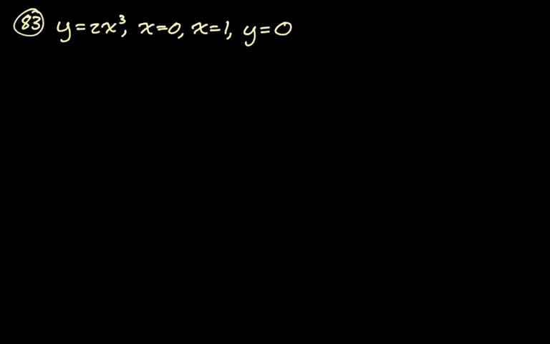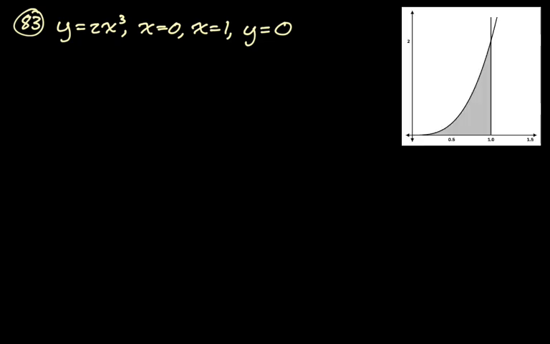Next up, y equals 2x cubed, x is 0, x is 1, y is 0. All right, so again, same kind of deal. Here's our picture. So in this case, we are going to have two different radii that we're dealing with. We're going around the y-axis. Big radius goes all the way to the outer edge. Little radius goes to the inner edge.